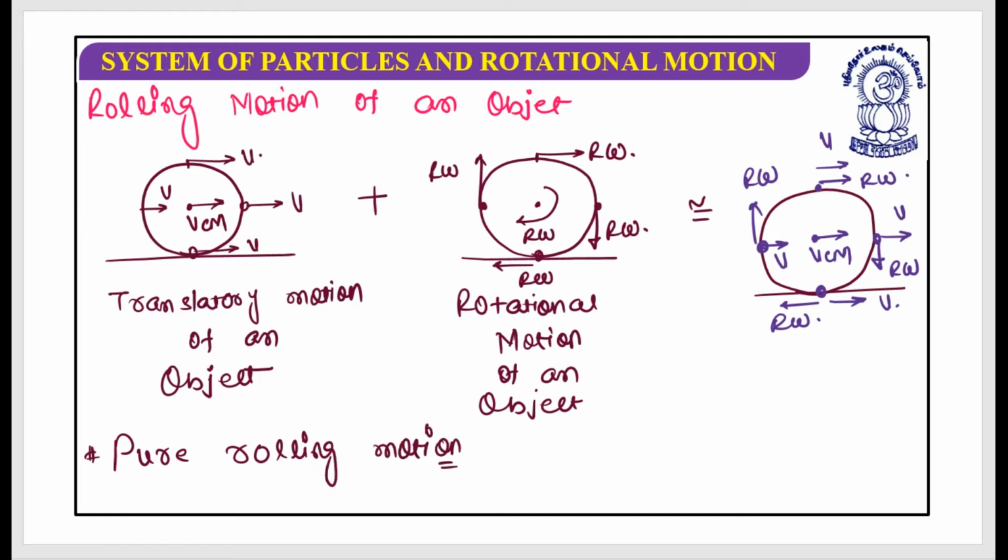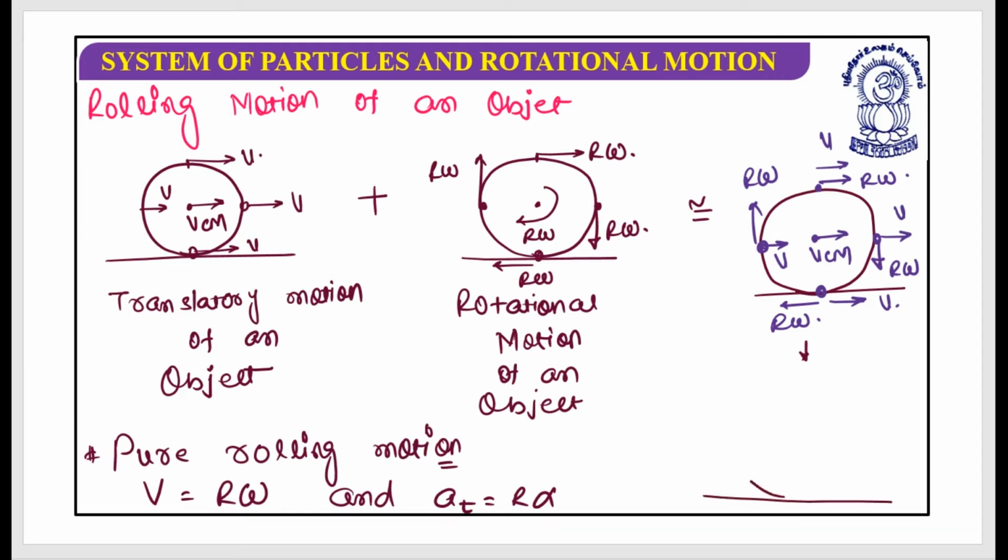So in the case of a pure rolling motion, we can say that V should be equal to r omega, and the tangential acceleration a_t should be equal to r alpha. So V would be equal to r omega, and tangential acceleration should be equal to r alpha. If I put this in this situation, my wheel should be having motion like this.